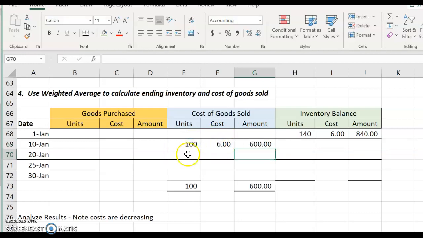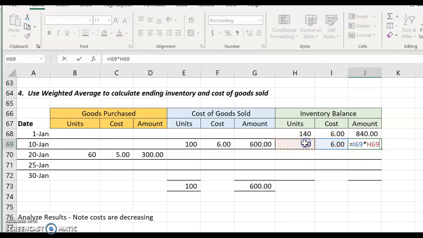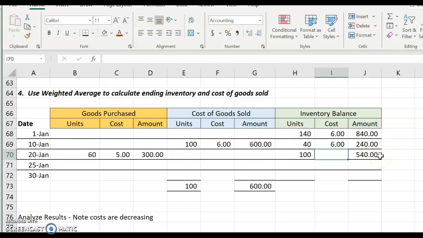On January 20th, we have a purchase. We purchased 60 units at $5. And remember, every time that we purchase inventory, we need to do the recalculation. So over here, after I sold, I have left 40 units at $6, and that equals $240. I'm going to add the $240 plus the $300 of new purchases. I have 100 units with an invested cost of $540. My average cost then is $540 divided by 100, $5.40.